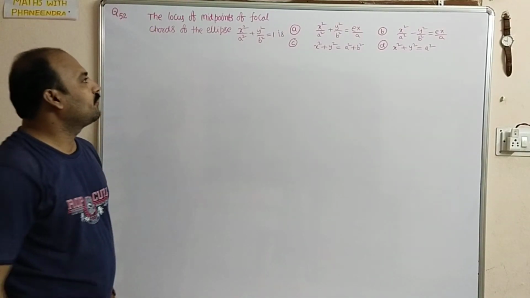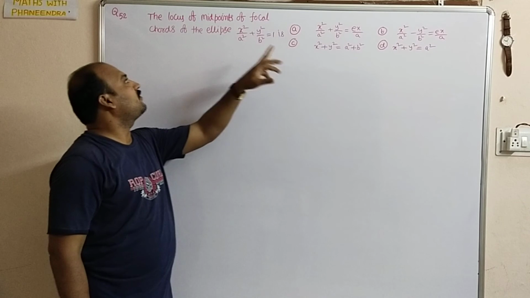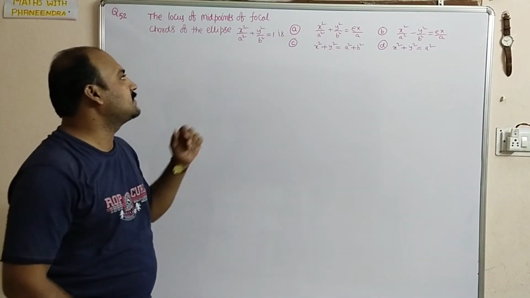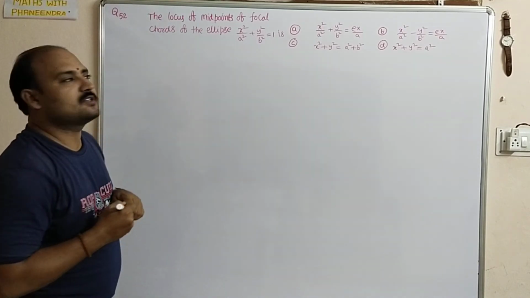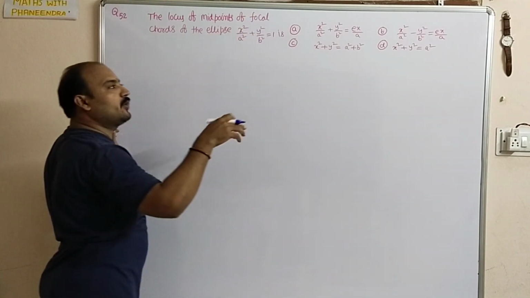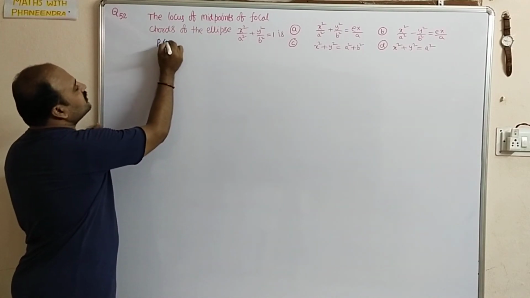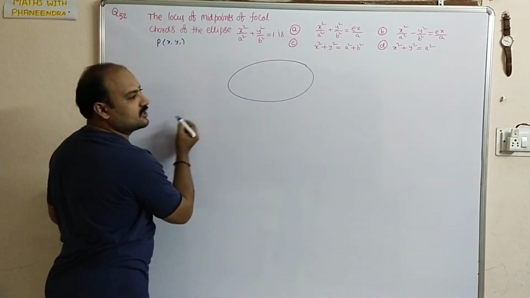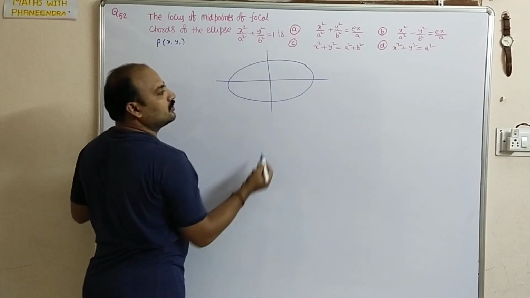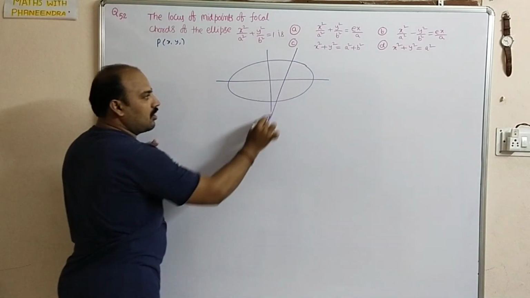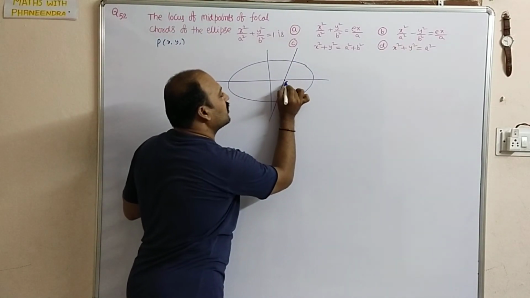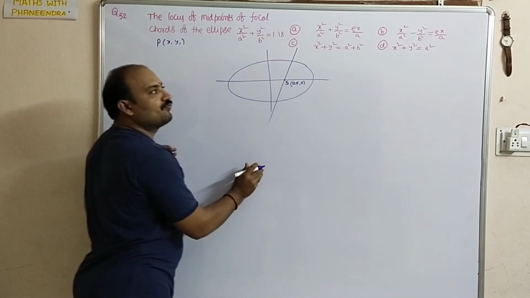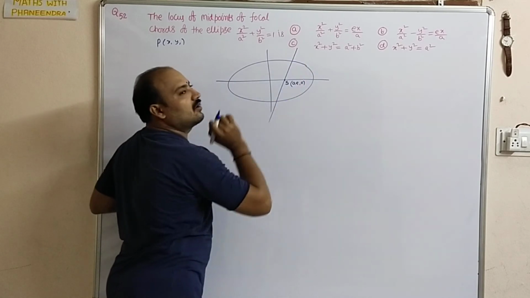The next question. The locus of midpoints of the focal chords of the ellipse x square by a square plus y square by b square equal to 1 is... Midpoint of chords, focal chords, first chord equation, midpoint of chords. Let P of x1 comma y1 be the midpoint of chords. Ellipse equation is this one. This is the chord equation. It is passing through the focus ae comma 0.